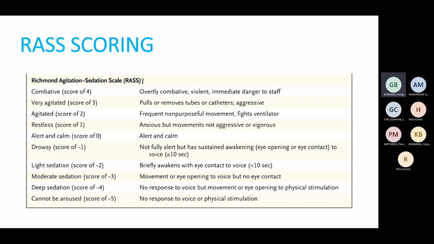The idea behind this scoring system is that it allows closer monitoring of sedation levels. As we hear on ward rounds, people generally aim for -2 to 0, as lighter sedation levels have been found to be associated with better outcomes for patients.